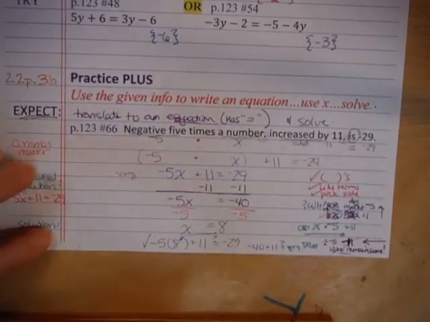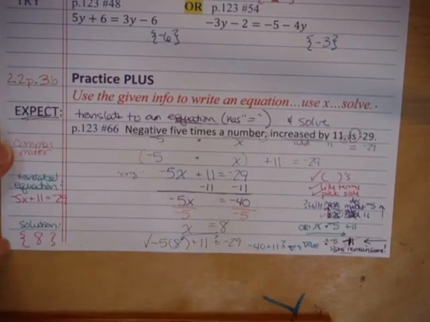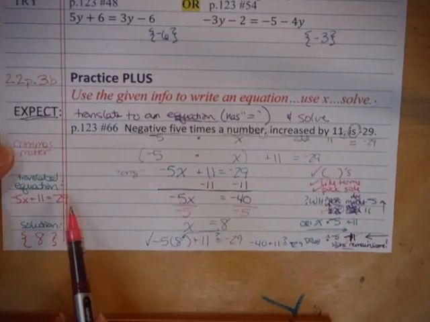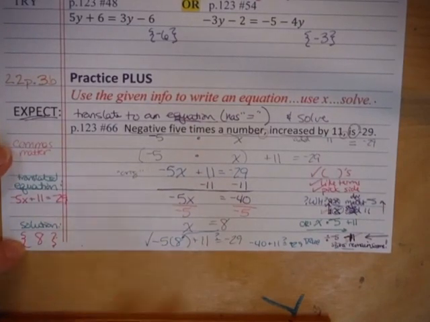So I can go ahead and take my answer and put it in set notation here, an answer of 8. And these are what I'm checking for in the back of the book. Is my translation okay? And is my solution correct as well? Okay.